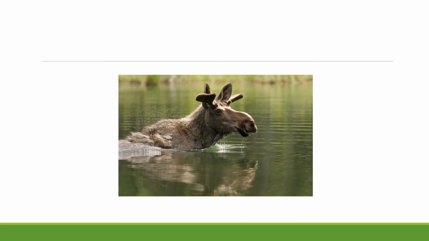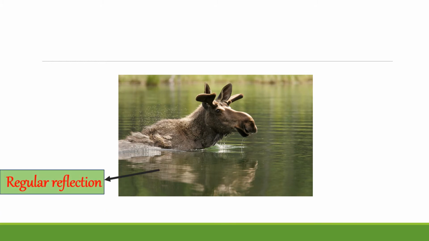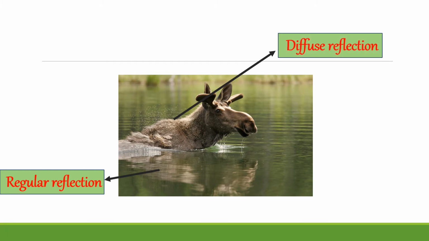So I want you to look at this picture. It's almost the same picture on page 337 of your textbook. So you have to label the kind of reflection that occurs on each surface. So you can see here an animal dipping itself in a water. So this one has a regular reflection because the surface of the water is smooth. And this part has a diffuse reflection because the surface of the animal is uneven.